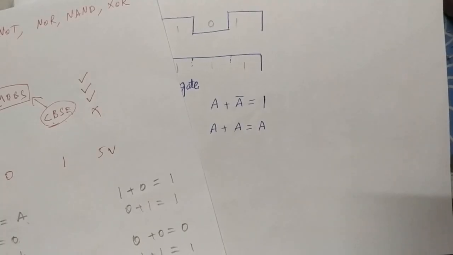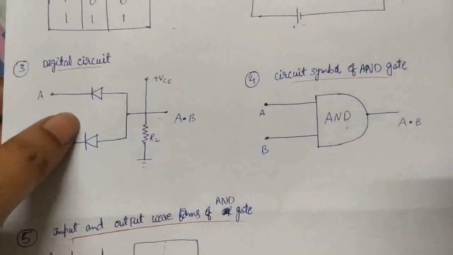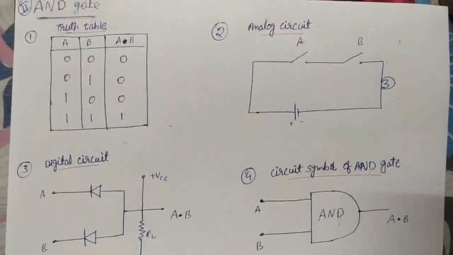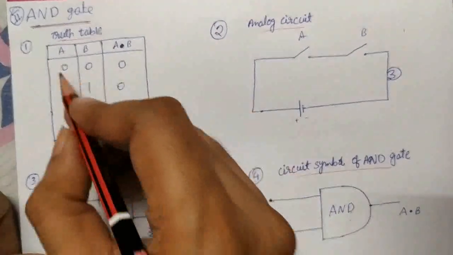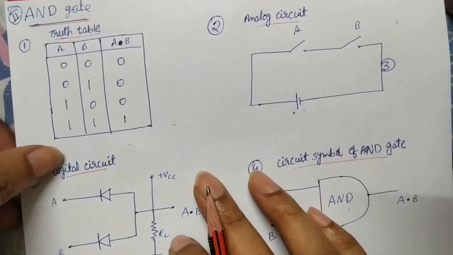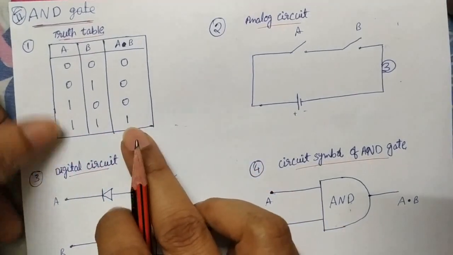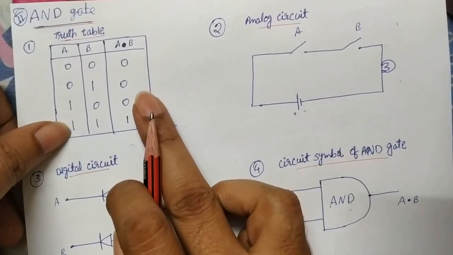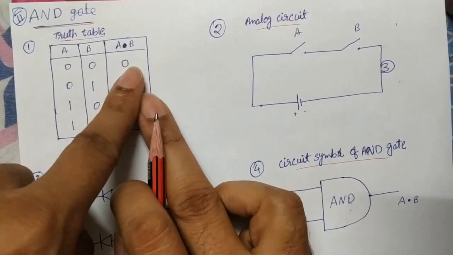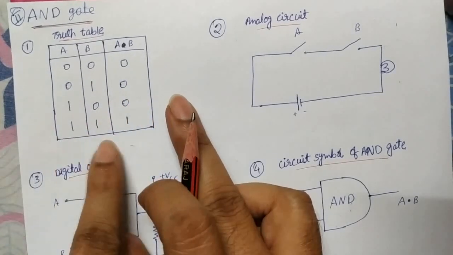Now let's see the next gate, that is the AND gate. The AND gate is represented with a dot, with inputs A and B. What is the output? If both are ones, then only we get 1. Both are true, then only we get true. In all remaining cases, false only. So false, false, false. False and true, false. True and false, false. True and true, then only true.